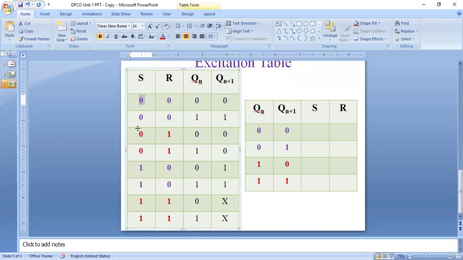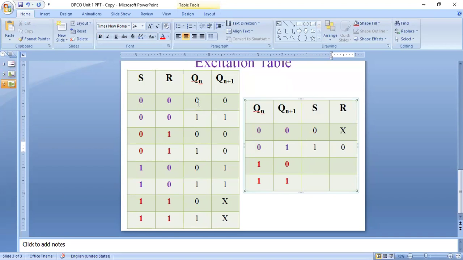Corresponding S value, what is it? Here 0. In R, we have 0 and 1. So we can tell S equal to 0, and for R, since it is 0 and 1, we take x. Qn 0, Qn plus 1 1. Where is 0 1? Here there is only one 0 1. Corresponding SR value, what is it? S equal to 1, R equal to 0. The same value, S equal to 1, R equal to 0.